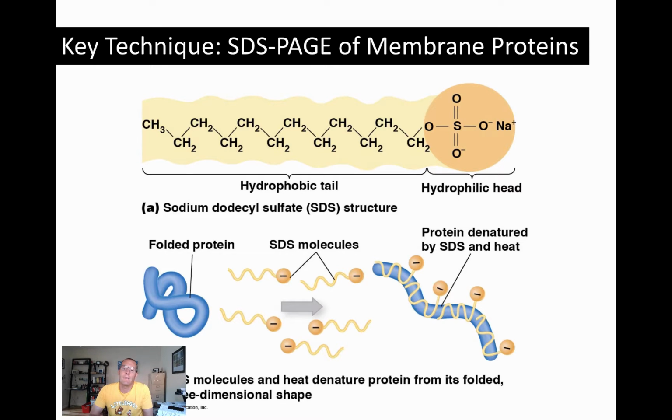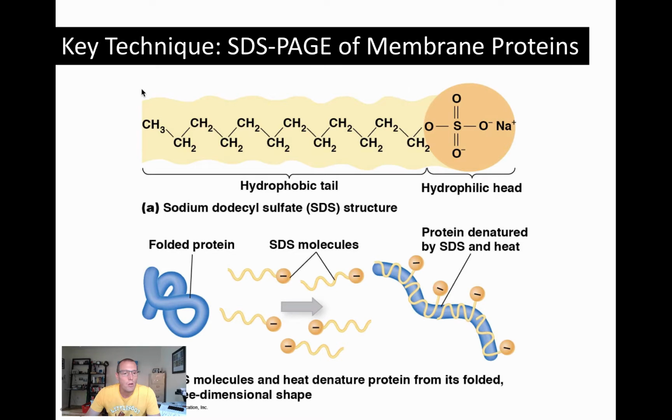So this technique is a way to separate proteins based on their molecular mass. And this can be a precursor to mass spectrometry, which we talked about before, as a way of partially purifying proteins in some senses. So we'll talk about the general technique in a moment, but I want to show you this molecule that's used to treat proteins prior to the electrophoresis part of this technique.